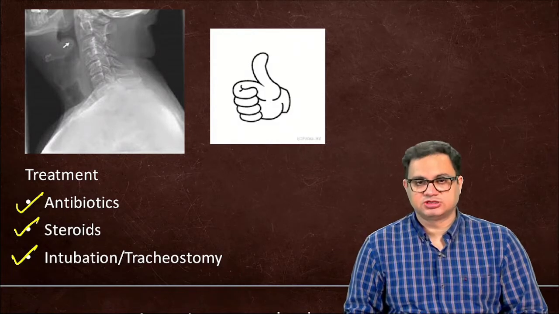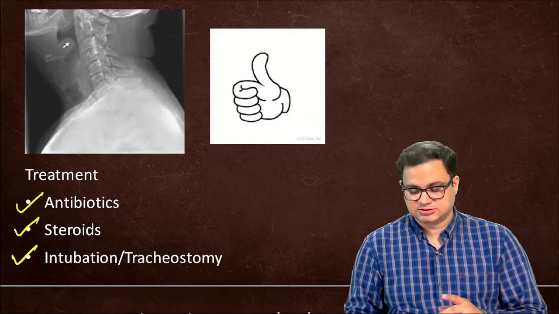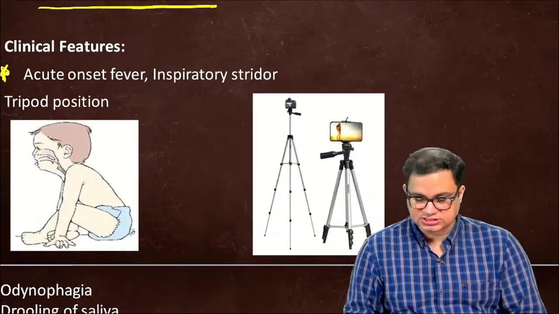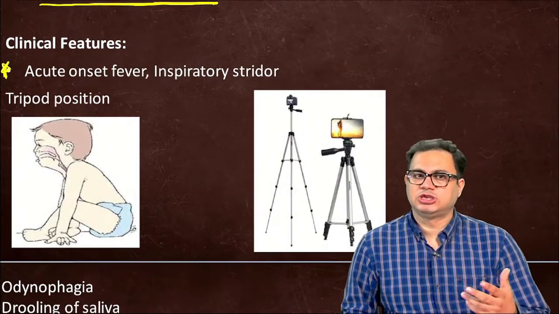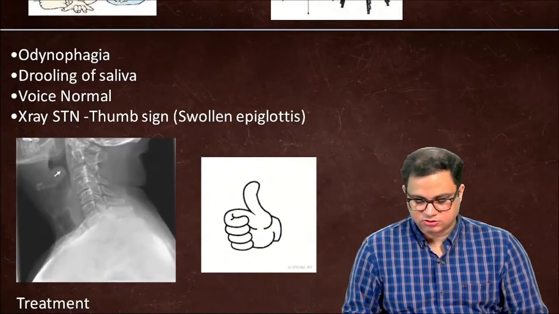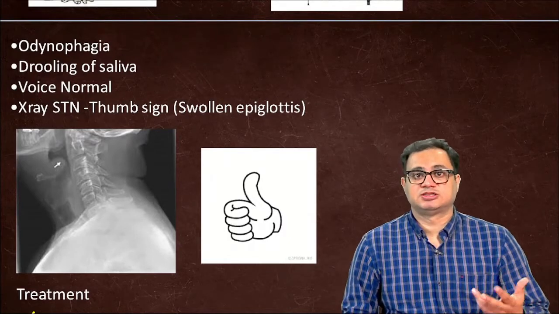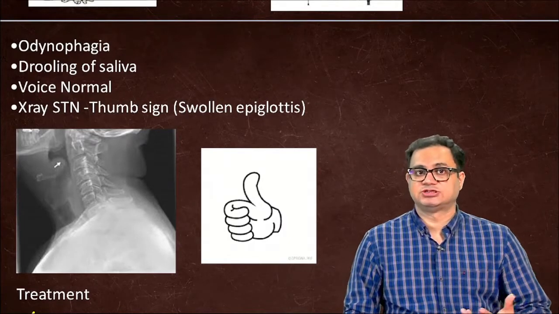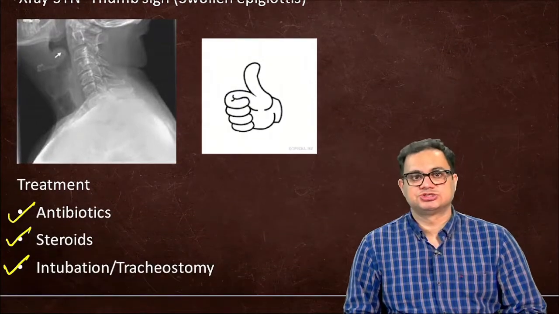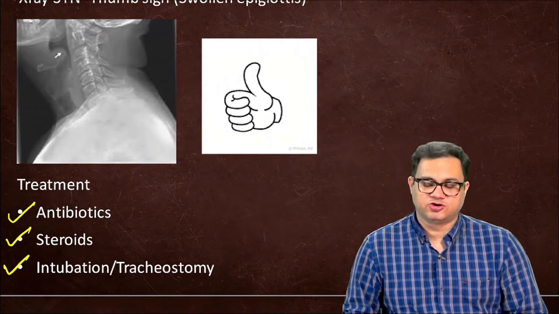So always remember, any patient coming to you in emergency with acute onset fever, the patient is basically a child, 2 to 6 years of age group, and the patient is having inspiratory stridor. He may or may not be in a tripod position. The patient will be having drooling of saliva because the patient is not able to swallow his own saliva, but the voice of the patient will be normal. And if you get an X-ray soft tissue neck, you will see a thumb sign. The treatment includes antibiotics, steroids, and plus minus intubation or tracheostomy of such patients.